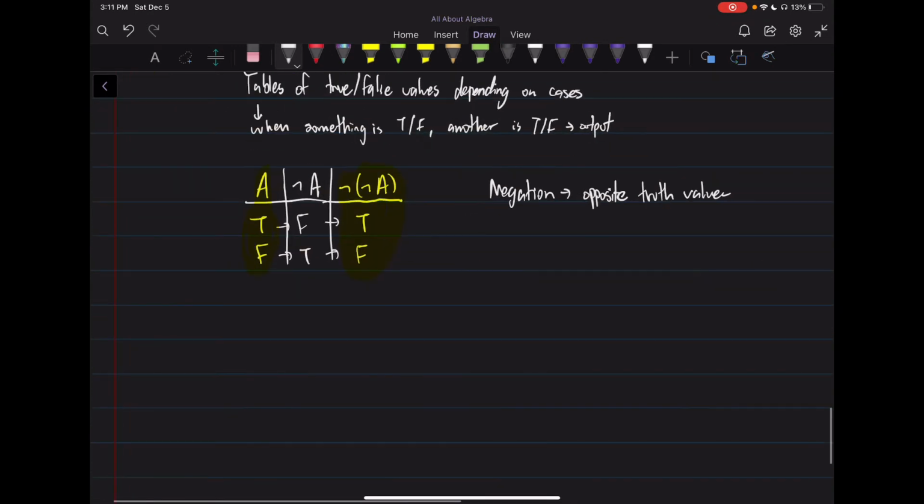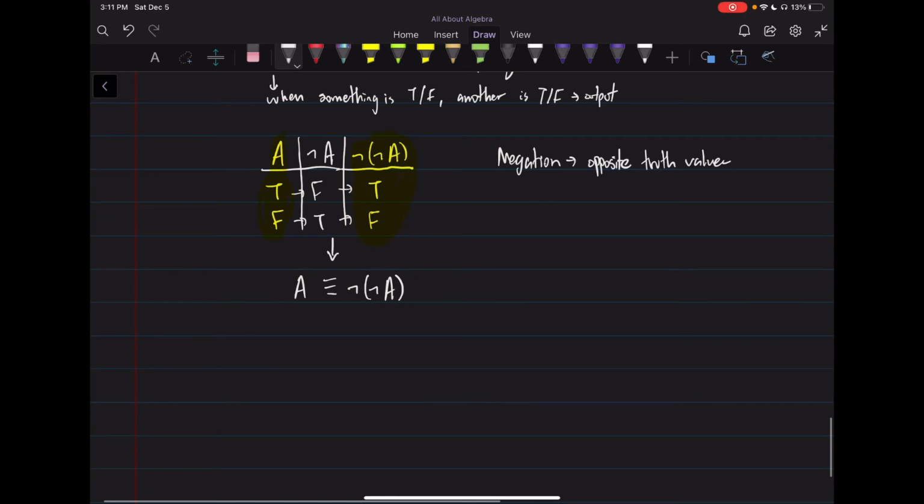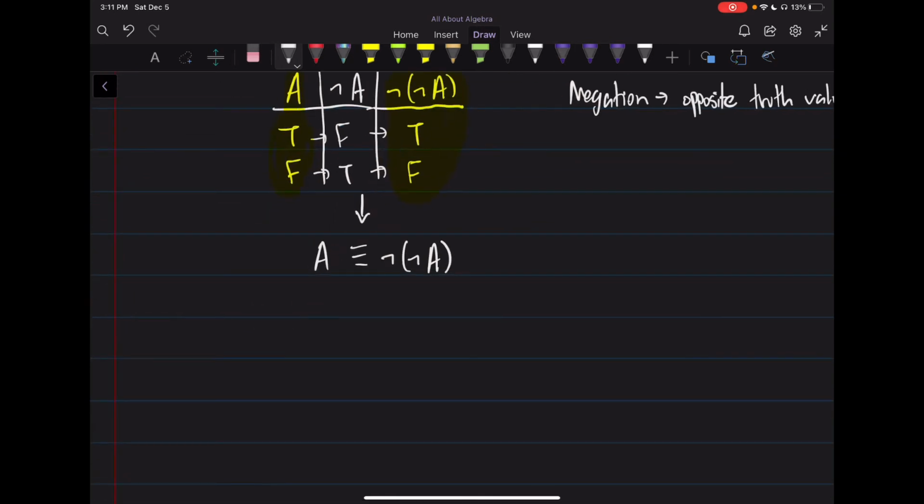What does this tell us? Like, when would I ever need to use this? What does this mean? This gives us our logical equivalence. So this is saying A is logically equivalent to the negation of the negation of A. And the reason for this is because their truth values are the same when it's the same case.